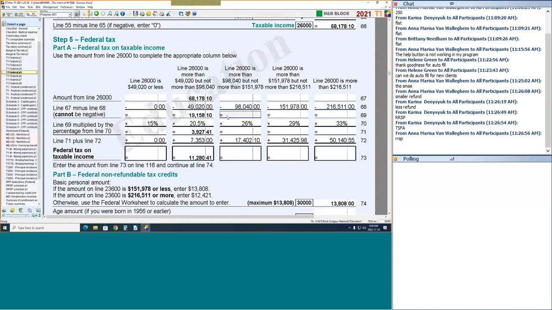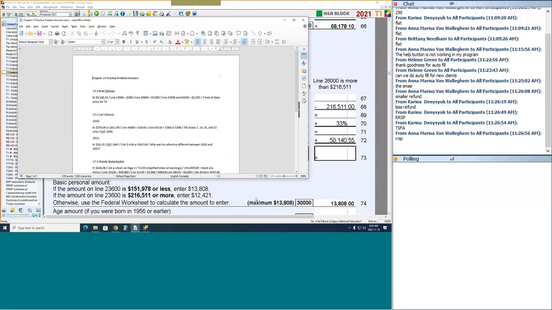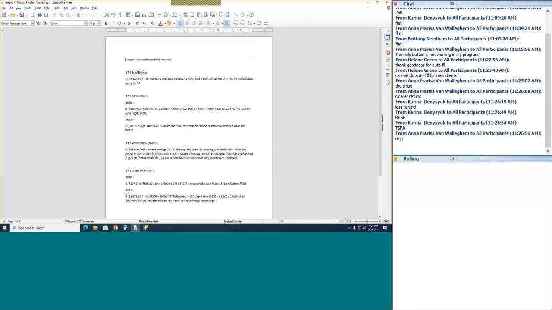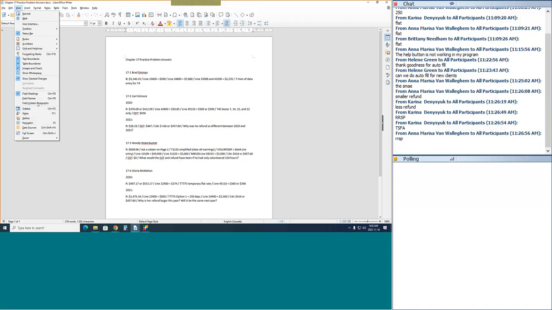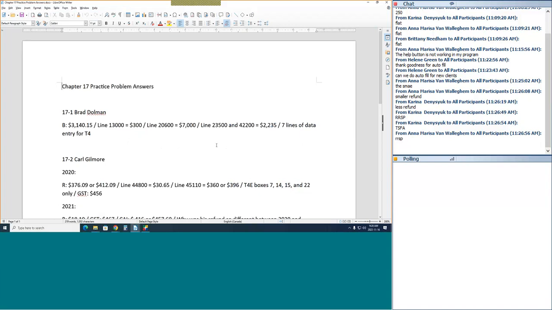Okay, let's do our chapter review problems now from this chapter. So I want to go through the answers for those. You should have had an opportunity to work on them. I know one of them had a working from home, so if you didn't get the working from home data entry done, you'll be able to just pop that in because it's very fast data entry, and we can get the answer from that one as well. I'm going to make this a little bit bigger so we can see it. Let's do 200, and I'm going to start with the Brad Dolman file.